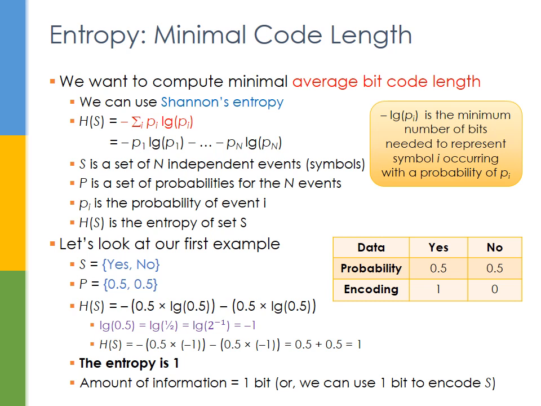Over here we have a table that summarizes these values. So we have our two data values, yes and no. Each of those have a probability of 0.5, and then we can use an encoding of a single bit for each of these values, where we can assign a value of 1 to yes and a value of 0 to no, or potentially vice versa.